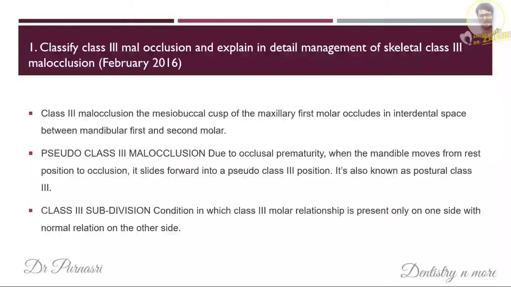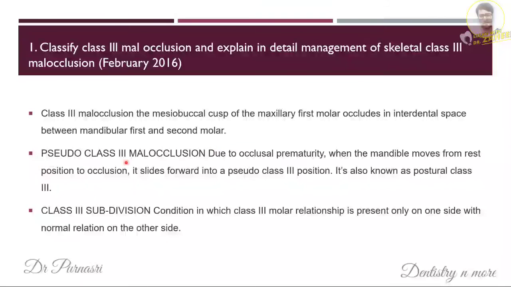So the class 3 malocclusion according to Angle is divided into true class 3, pseudo class 3 and class 3 subdivision. We call it class 3 malocclusion when the mesiobuccal cusp of the maxillary first molar occludes with the interdental space between the mandibular first and second molar. So the lower molar is more mesial than the upper first molar.